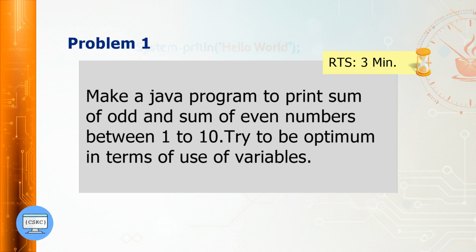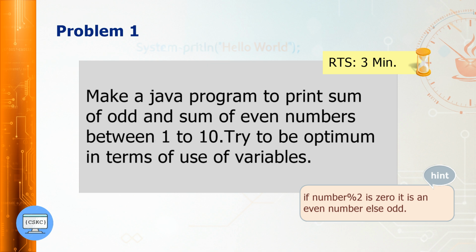Here is problem 1 for you. Make a Java program to print sum of odd and sum of even numbers between 1 to 10. Try to be optimum in terms of use of variables. Please pause the video now and try to solve the problem. Play it further when you need the hint. If number mod 2 is 0, it is an even number, else odd. Pause again now. Replay further when you are ready with the answer.